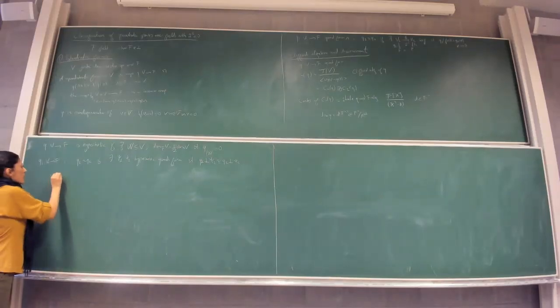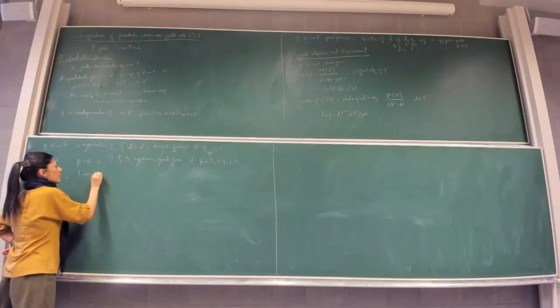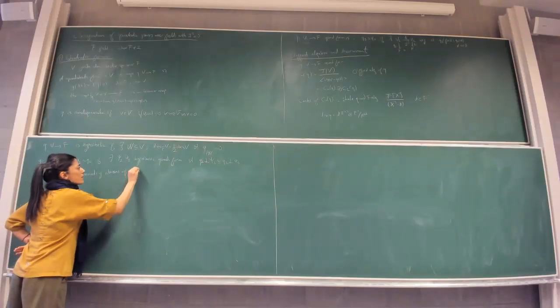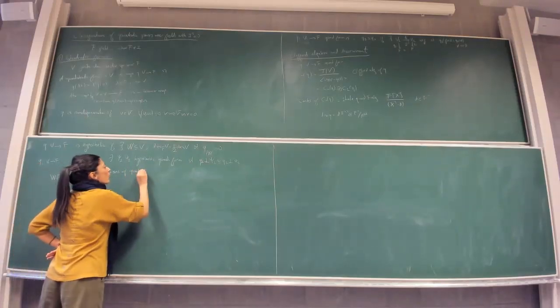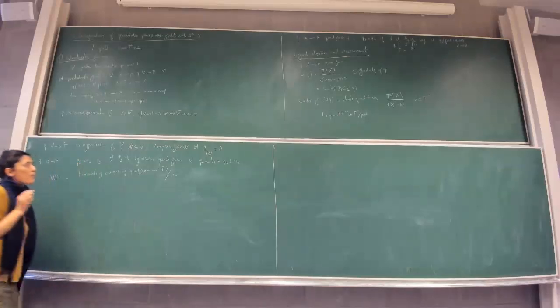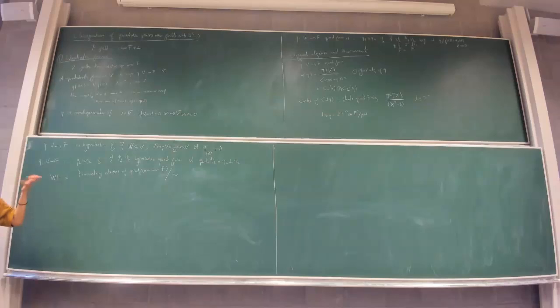And the Witt ring of the field F: you consider the isometry classes of quadratic forms over F and take the quotient by this equivalence relation. This is the ring. The operations are induced by the orthogonal sum and the tensor product, how you would expect them to be defined.